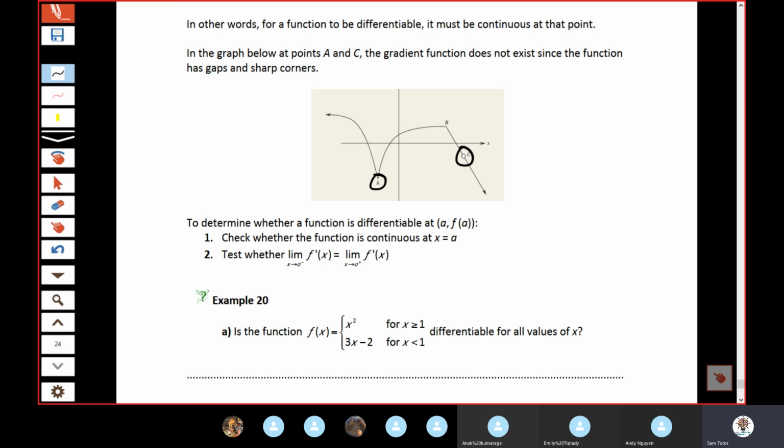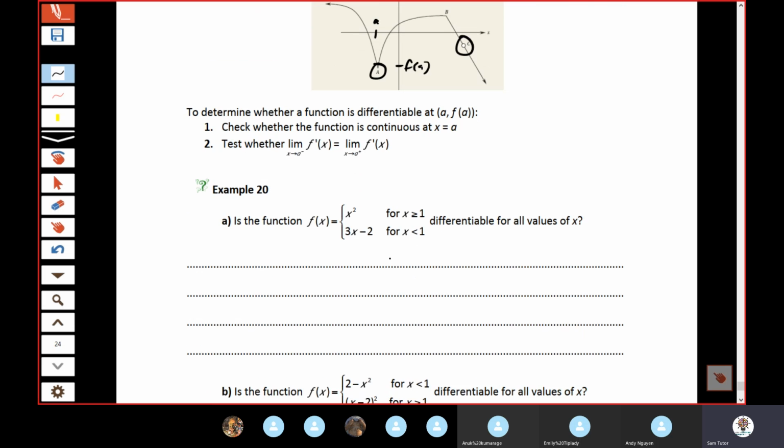To determine whether a function is differentiable at any particular point, this is A here, and then you've subbed it in to get f of A. You check whether the function is continuous at x equals A. Continuous means that when I sub it in, there are no gaps, no pauses, nothing like that. And then you test whether the limit as it's approaching from the left-hand side is the same as approaching from the right-hand side.